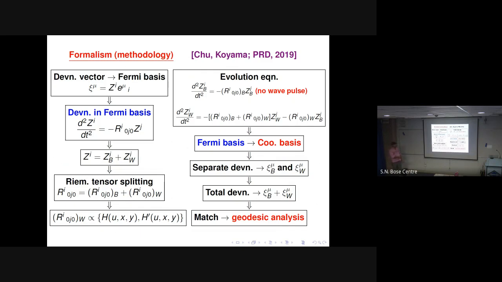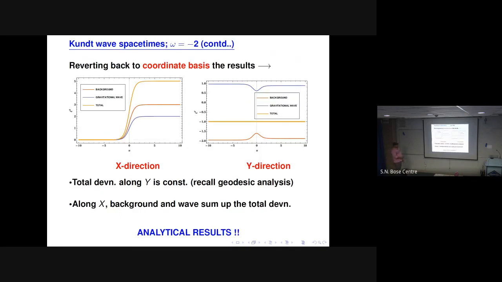And once you have solved it, you go back to the coordinate basis because these are in the tetrad basis. And then you add them, and when you add them, you get the total deviation. And then you match it with the geodesic analysis result. So first you started with the deviation vector, you obtained the solution, xi mu V, which is the background, and xi mu W, which is the wave. And then you add them and see whether the geodesic analysis matches with the deviation analysis. So this is the result that you have found.